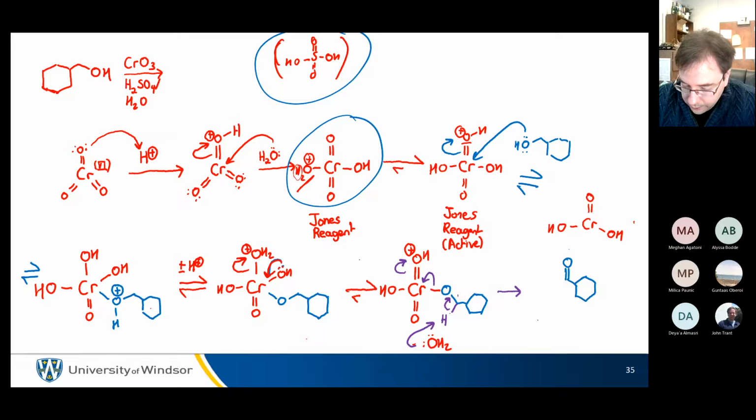But you've got this guy, and now we count the charge on this, and this is shifted to being chromium 4 from chromium 6. And where those 2 electrons came from was that chromium oxygen bond. So we've oxidized the carbon, and we've reduced the chromium. So this is overall an oxidation of the alcohol to an aldehyde.